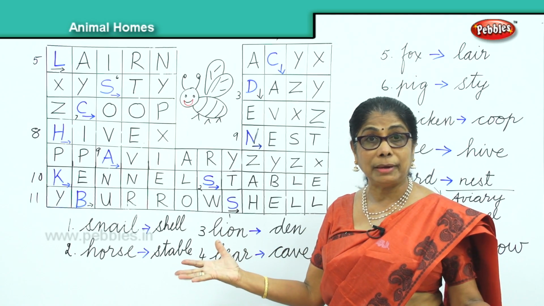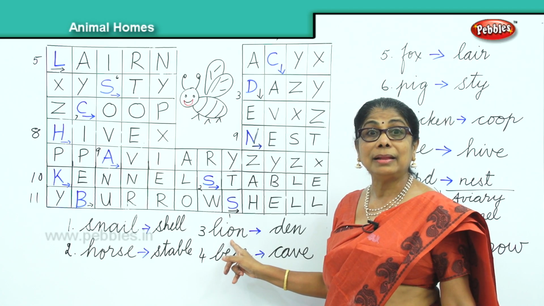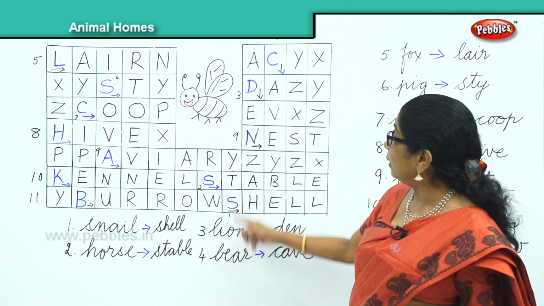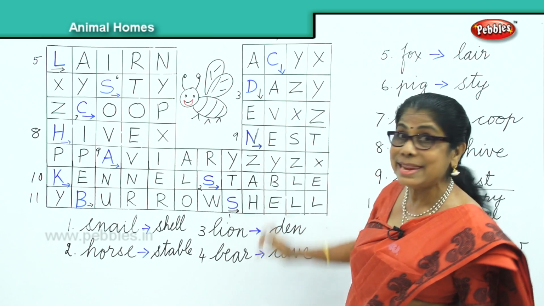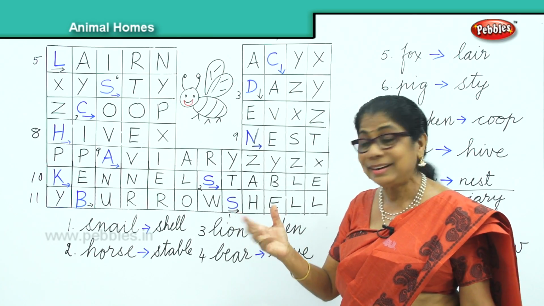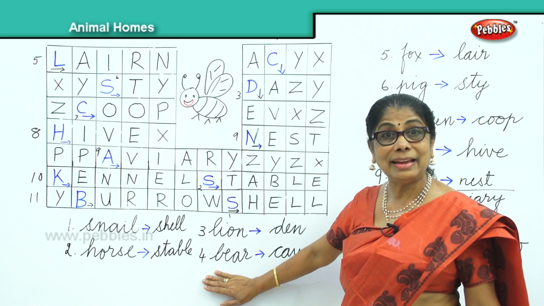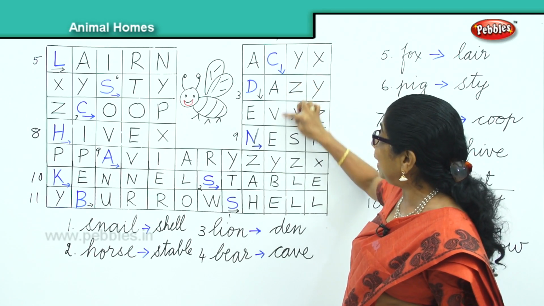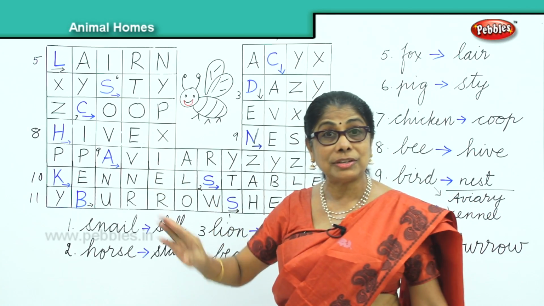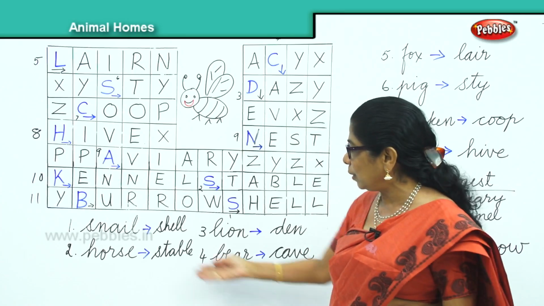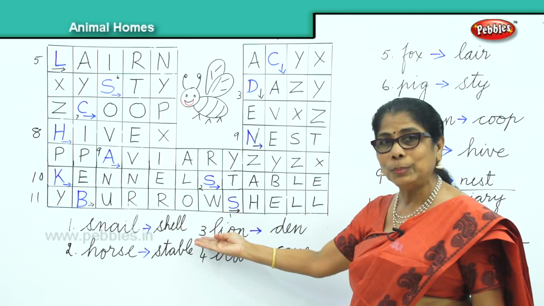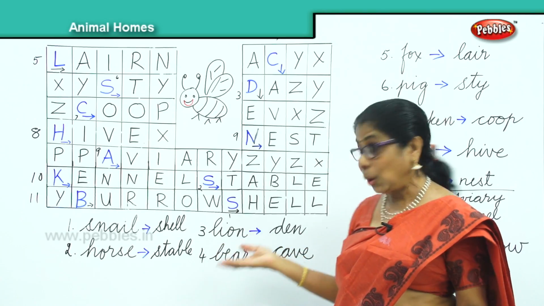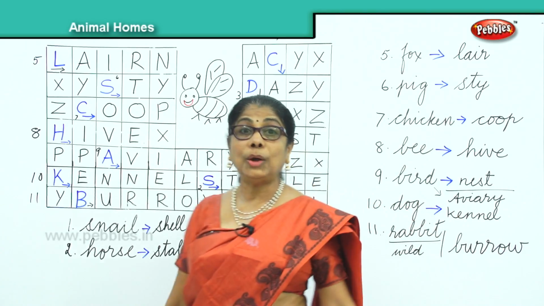Lion, wild animal. The lion, where is their home? The lion lives in a den. The bear, again, wild animal. Bear lives in a cave. Caves in the forest, holes in the forest. So, you have snail, home, shell. Horse, their home is stable. Lion, their home is den. And bear, their home is cave.